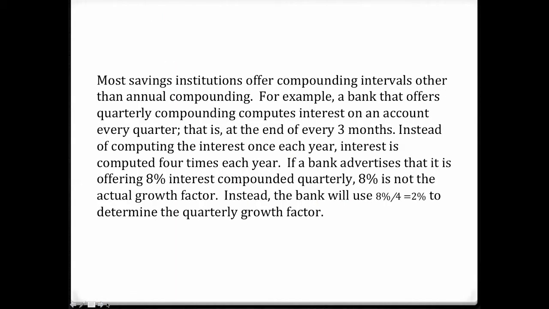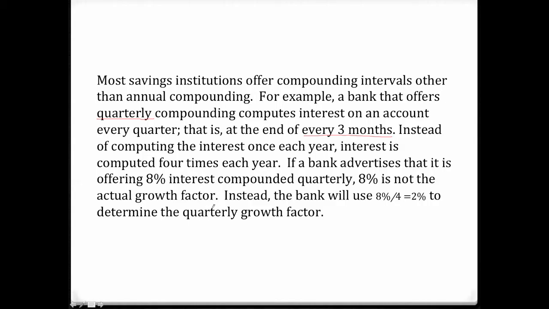So most savings institutions have compounding intervals that aren't just annually. That means they compound your money. They put that interest back into your account in periods shorter than one whole year. For example, it's very common to have quarterly compounding, which would be the end of every 3 months. We could have monthly compounding or even daily compounding. And those are the examples that we're going to look at today.